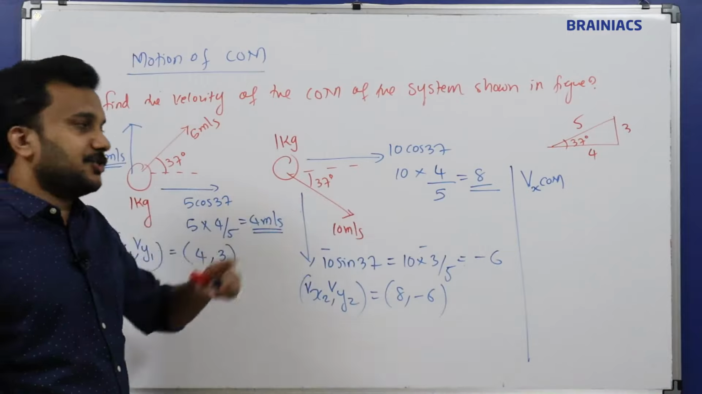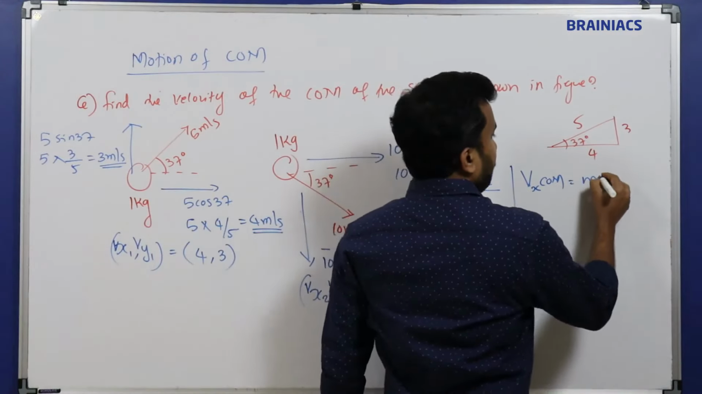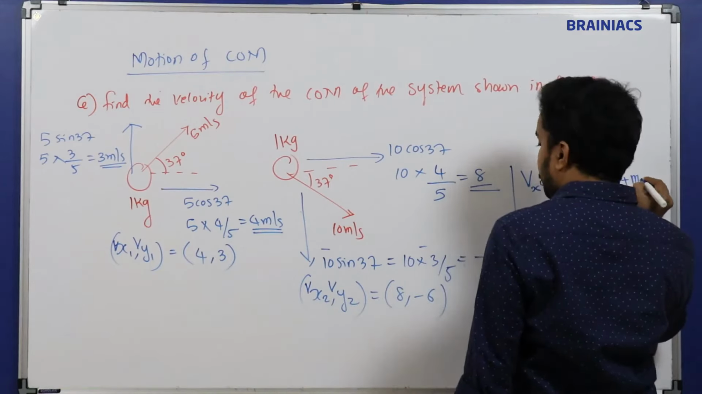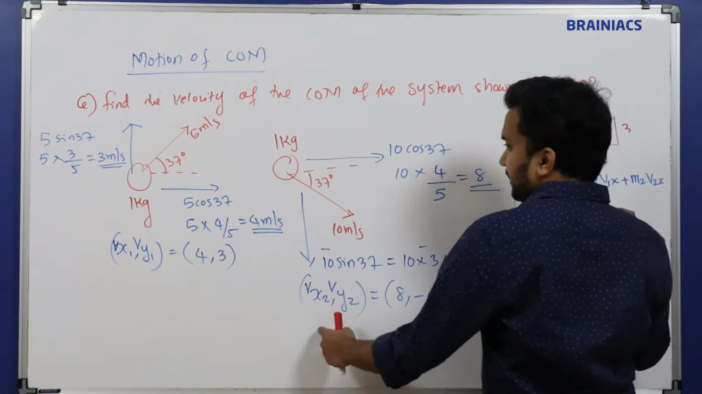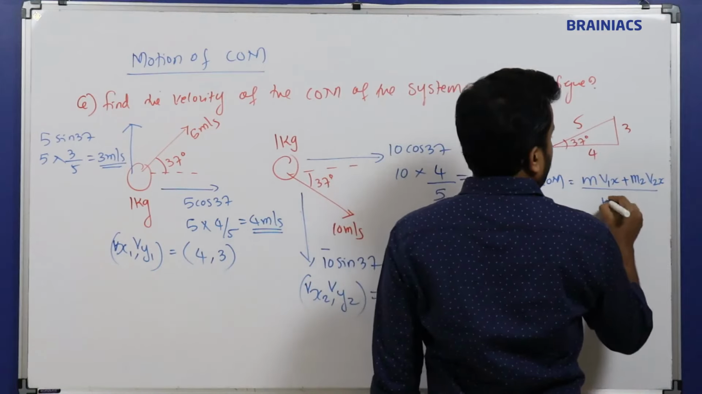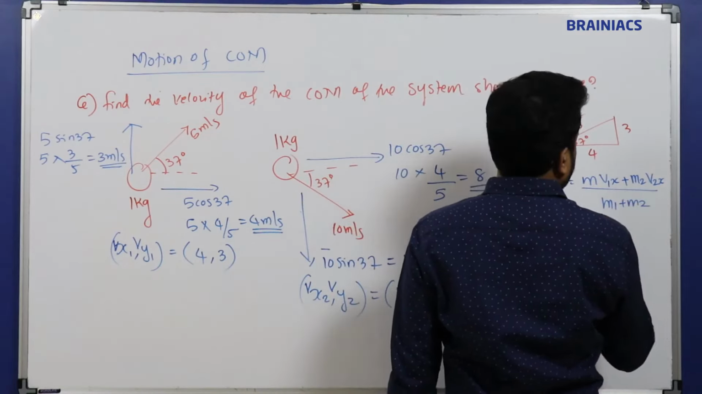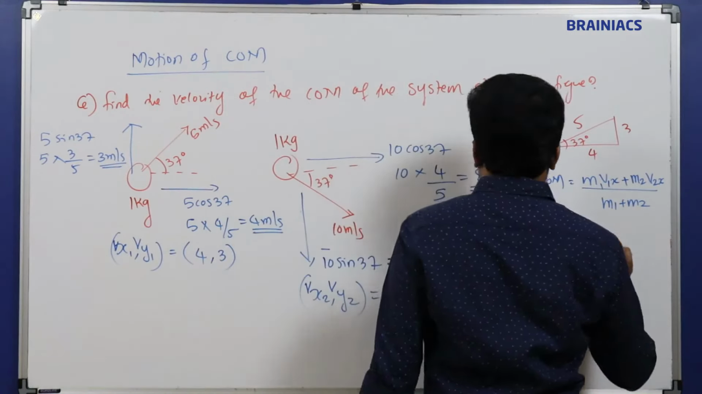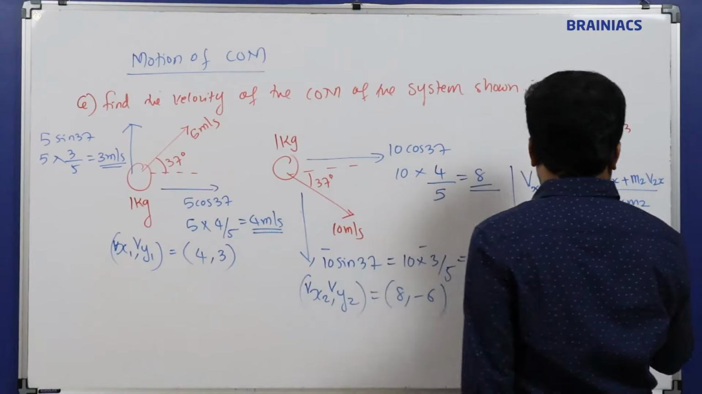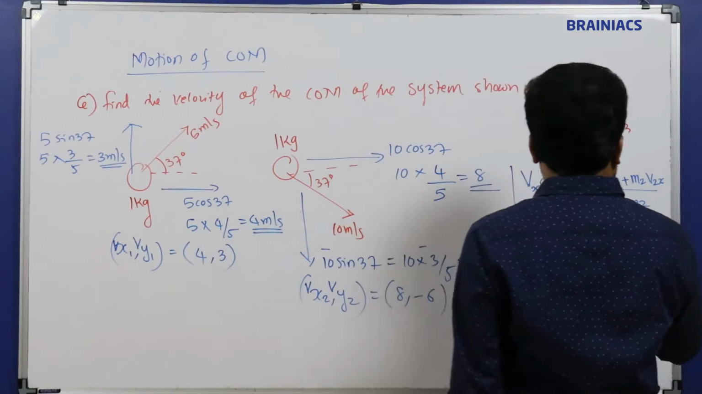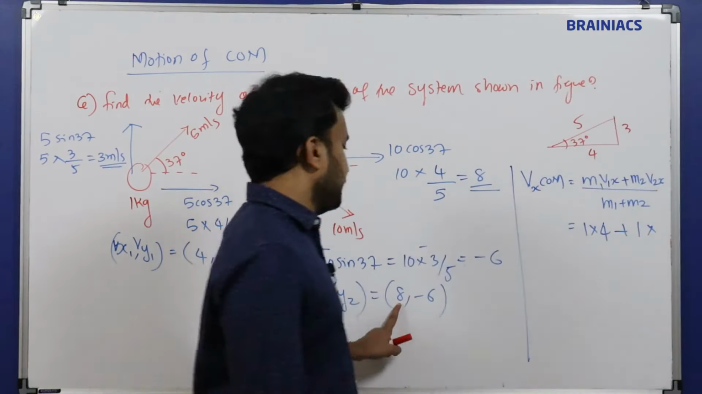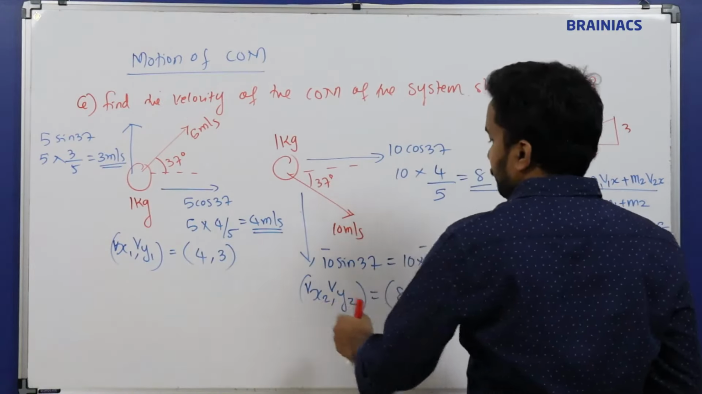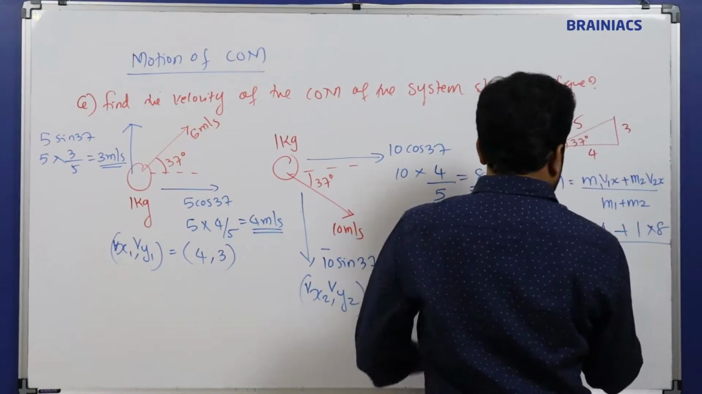Velocity in the x direction for the center of mass: m1 v1x plus m2 v2x, divided by m1 plus m2. Here the first body has mass 1 kilogram, and its x velocity is 4. The second body has mass 1, and its x velocity is 8. It is divided by the sum of the two masses, which is 2 kilograms.